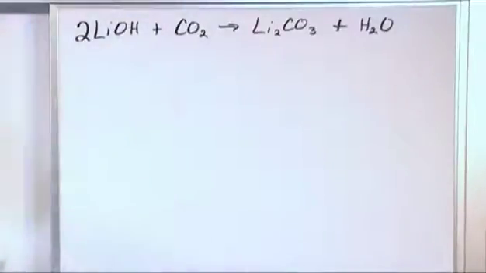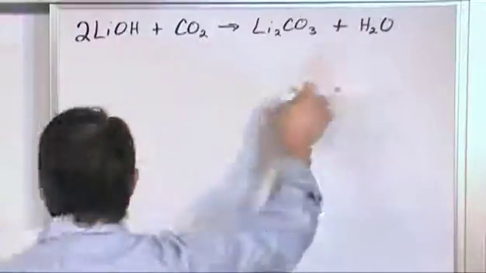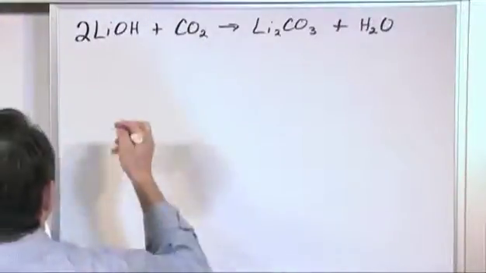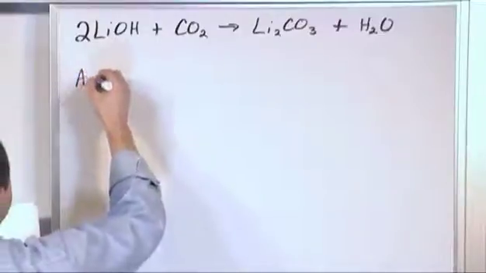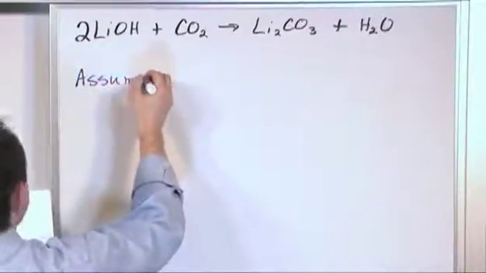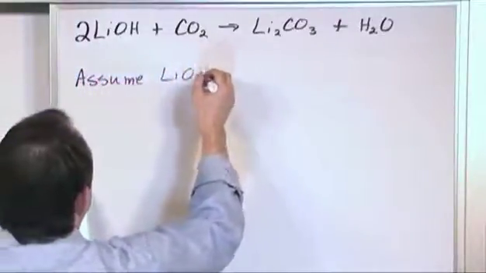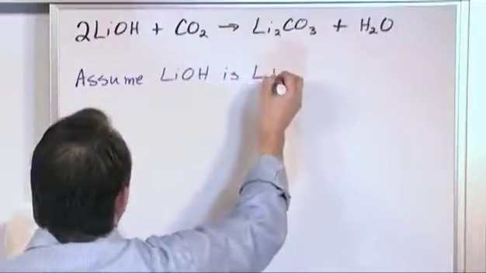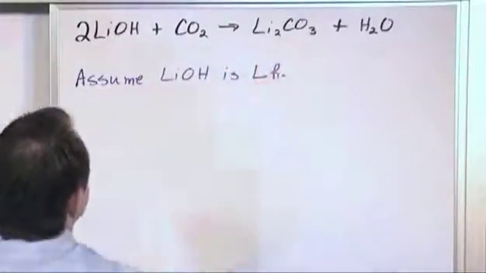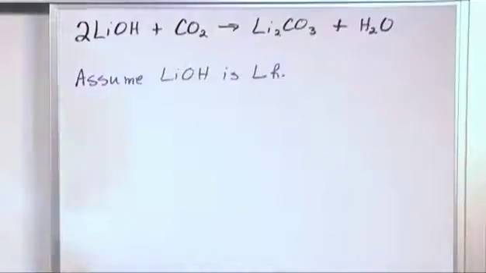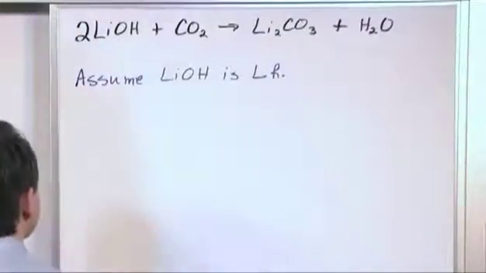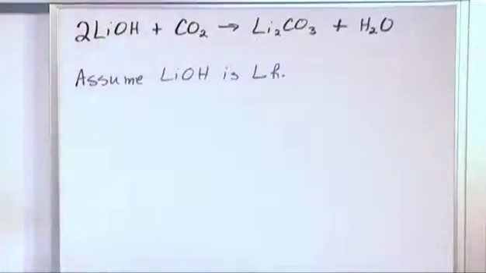And this is exactly how I'd write it down on my paper, by the way. I'd write the chemical reaction out, and I would literally write what I'm doing right now. I would write this: assume that lithium hydroxide is the limiting reactant. And you don't have to write limiting reactant all the time, just put LR. So if you make that assumption, then you just use stoichiometry all the way.